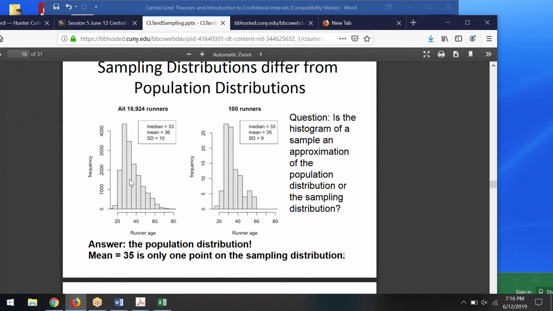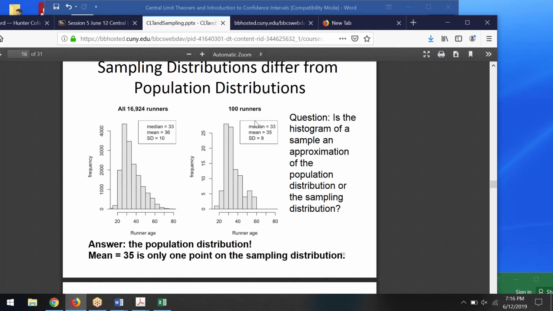Okay, so here is our sample for all 19,000. Here's our histogram for all 16,924 runners. The mean is equal to 36. The median is equal to 33. And the standard deviation is equal to 10. The mean and the median are not exactly the same. It looks like it's skewed a little bit. The mean's a little bit higher. What's happening is some of these high values here are skewing the mean upwards. So this is skewed to the right slightly, but it's pretty close to a normal distribution.